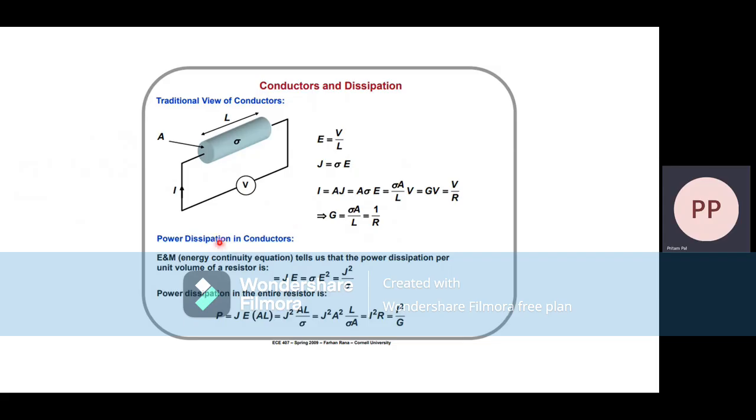Now, how is the power dissipated in the conductor? We can easily calculate the amount of power dissipation from here. From EM theory, we know the power dissipation per unit volume of a resistor is J dot E, which is proportional to E squared if we substitute, so that is J squared over sigma. The power dissipation in the entire resistor is equal to I squared over G, if we simplify this whole thing.